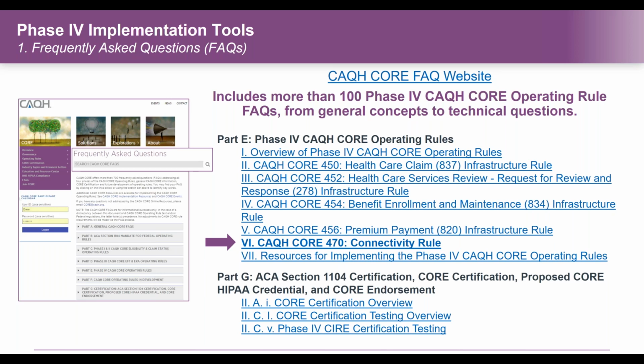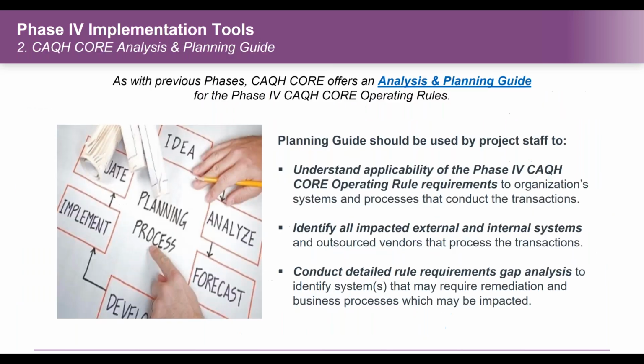And then also I'd like to highlight, since connectivity seems to be one of the biggest challenges for Phase 4 implementers going through the testing process, we have a host of FAQs just on the topic of connectivity to help guide you through some of the technical implementations and guidance around that. And then on the next slide, a very important resource that I mentioned earlier as we were going through the certification process is our analysis and planning guides.